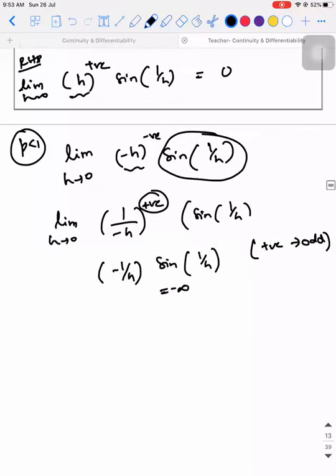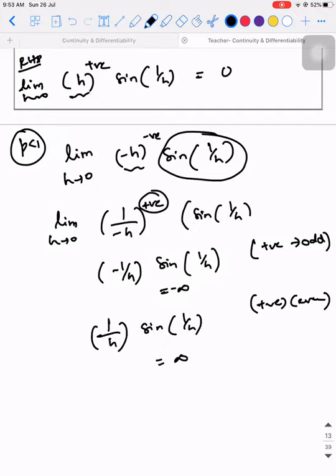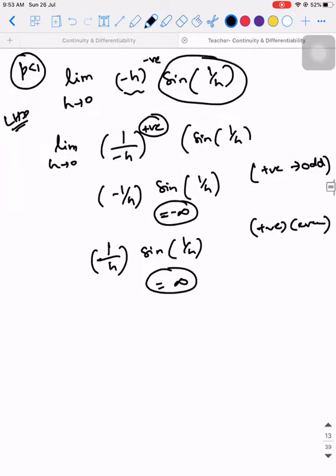Similarly, when that positive value is even, what would have happened? You will have 1 by h, 1 by h, into sine of infinity, it will give plus infinity. So the left hand limit itself has two different values. The left hand derivative itself has two different values. Now let's check for the right hand derivative.